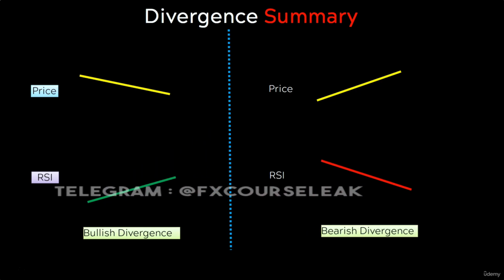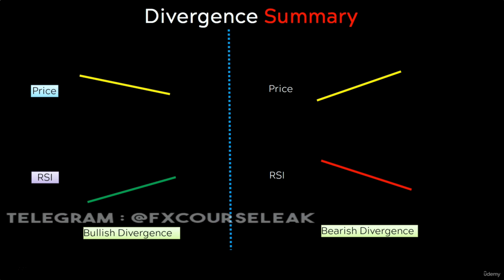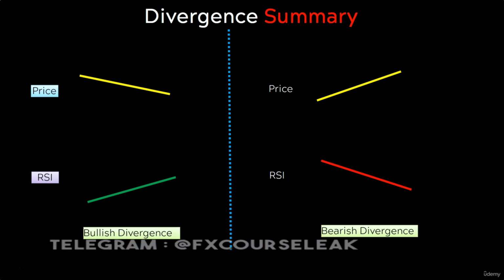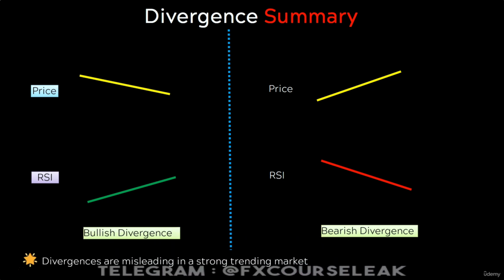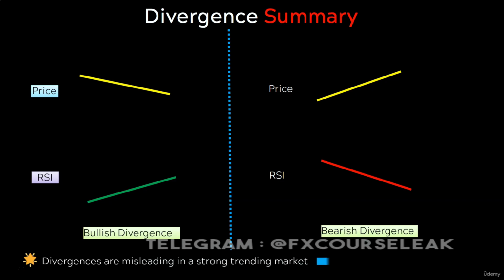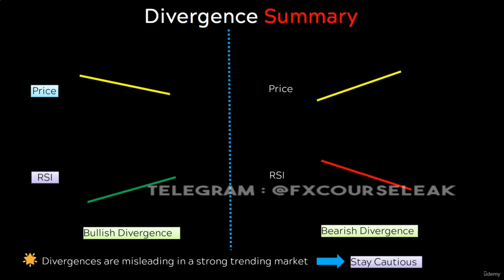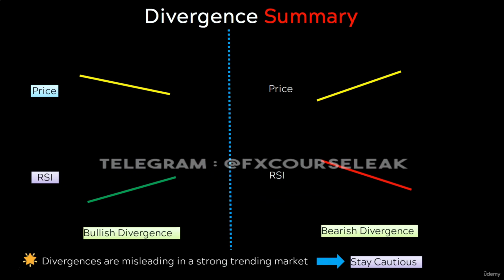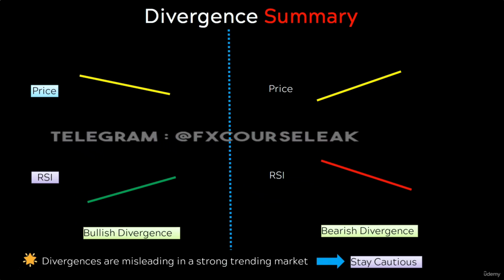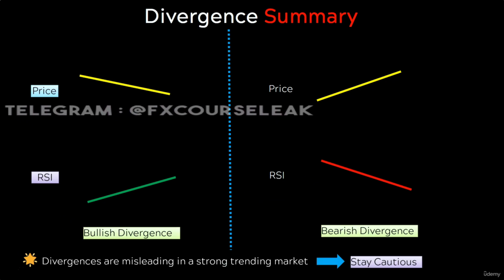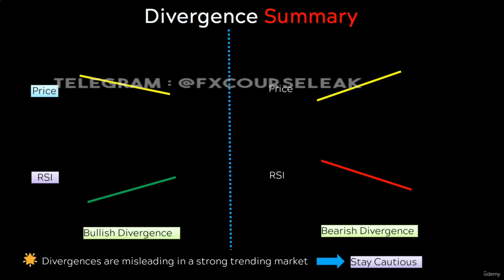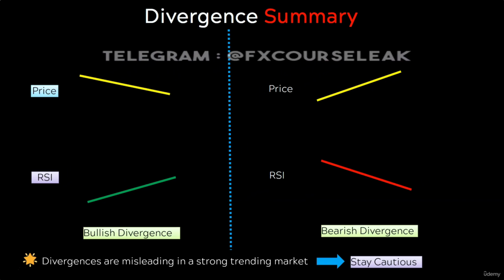Now friends, if you are considering divergences as trade signals, then you must be very careful here. Because though divergence is a very strong reversal indication, it must be noted that divergences are misleading in strong trending markets. A strong uptrend can show numerous bearish divergences before a top actually occurs. So later in this course, we will eliminate these false signals using our trading strategies.